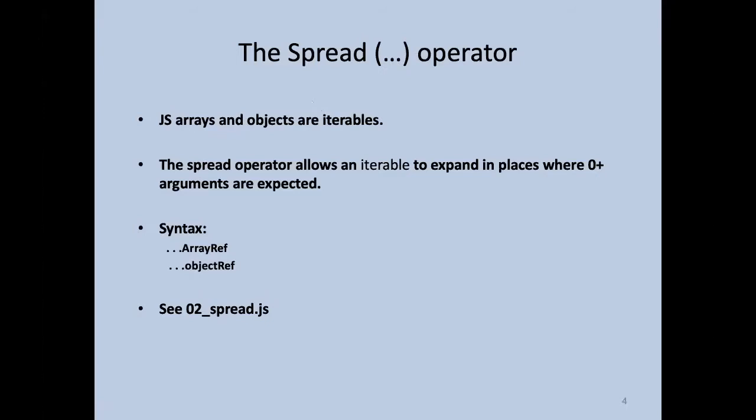And typically we would do that where we would expect to usually have 0 or more arguments in an expression. So by taking our iterable, prefix it with the spread operator, it actually spreads out the individual entries in that iterable, where normally the expression is expecting a number of elements. So I guess examples is really what would clarify this.